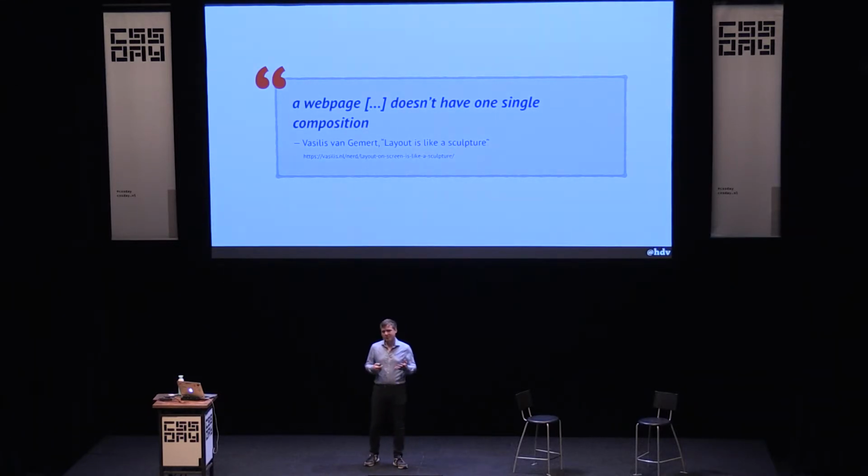So that gives us a lot of ways for doing composition on the web. But it's important to note that we don't have one single composition. That's something that Vasilis Vergemer blogged about. So as soon as you start scrolling on a web page, your composition moves away from you and it looks different. So that's something we'll probably need to figure out. It's not as easy as on print, I suppose.